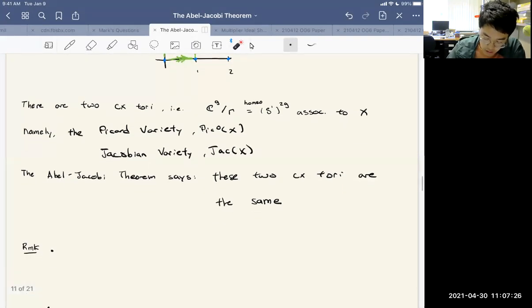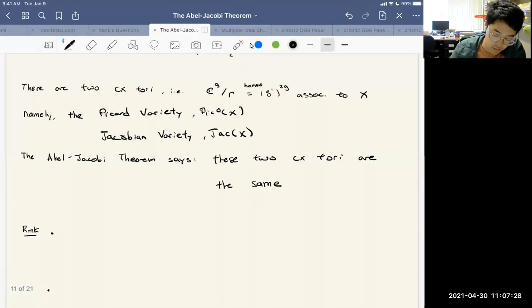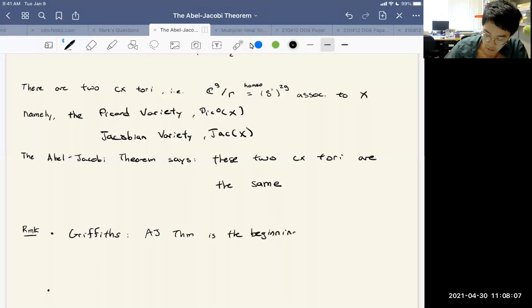I just wanted to make some remarks on why this theorem is important. Obviously this theorem is useful in the study of algebraic curves, and it's been used a lot there. But I want to mainly highlight some other ways in which this theorem is important. Griffiths, who is one of the most famous mathematicians of the 20th century, said that the Abel-Jacobi theorem is the beginning of Hodge theory.